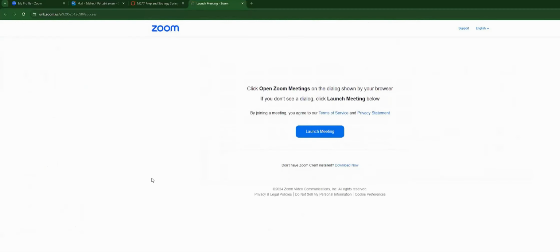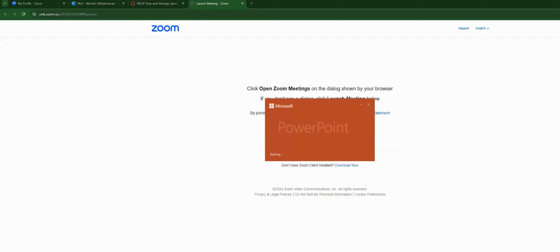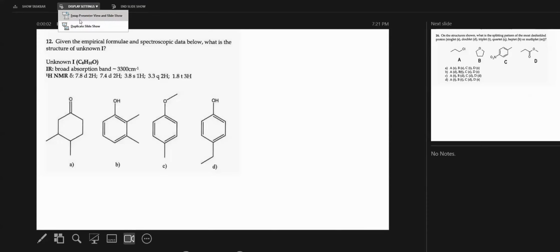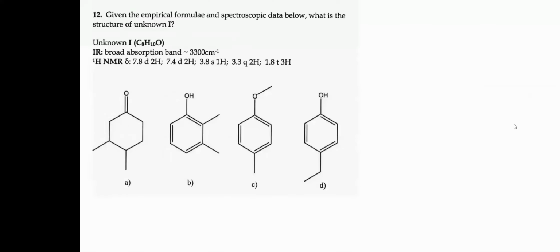So now we have about 10 more minutes. So let us look at some reactions and some chemistry. Okay, so let's look at this. This is also a spectroscopy problem, but it's not going to be as intense as the ones we saw right now. So let's try to answer this question. Given the empirical formula C8H10O and the spectroscopic data below, what is the structure of unknown 1?